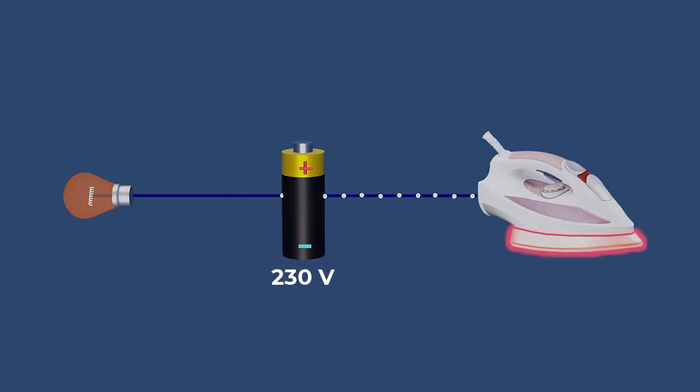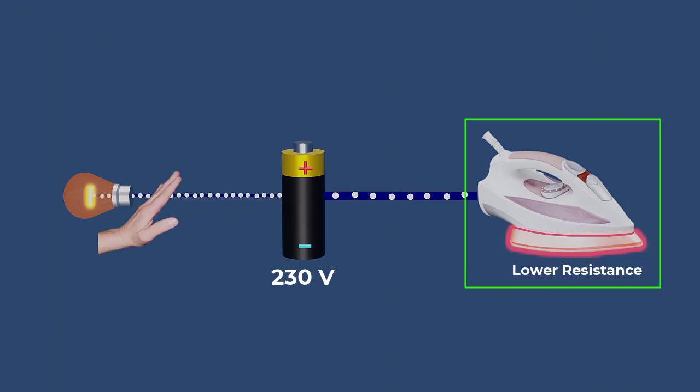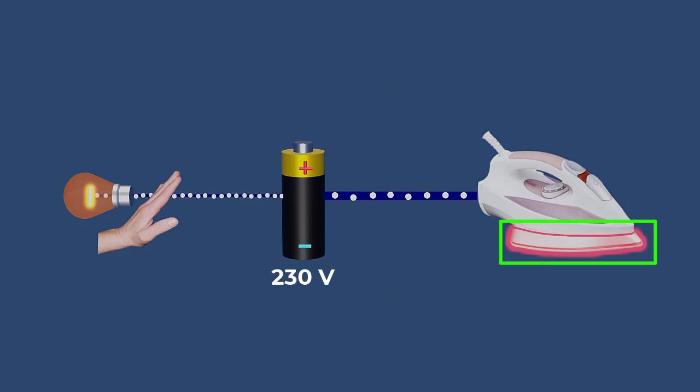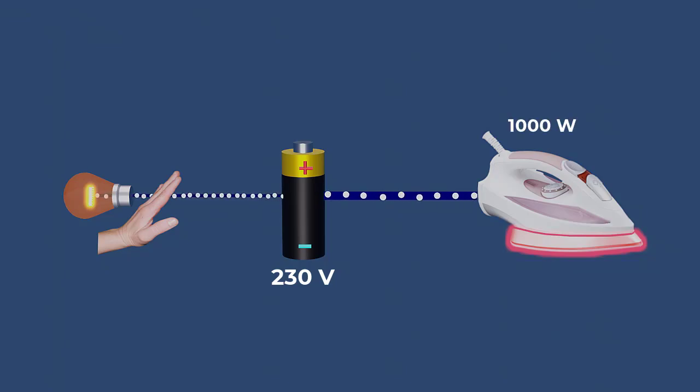Consider an iron and a light bulb connected to the same source. The iron has lower resistance than the light bulb, so it allows more charges to flow each second, consuming more energy. This is why an iron typically consumes 1000 watts of power, while a light bulb only consumes 15 watts.